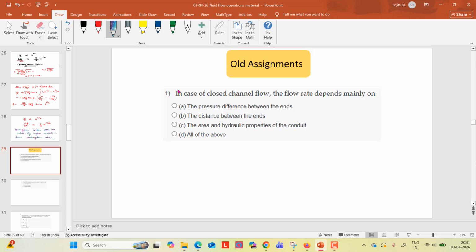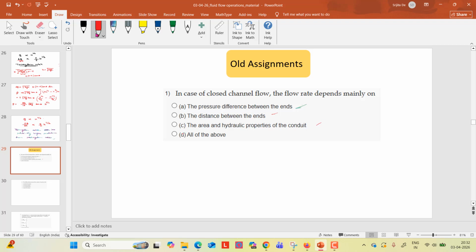So first question is, in case of closed channel flow, the flow rate depends mainly on what? In case of closed channel flow, the flow rate depends mainly on the pressure difference between the ends, right? The distance between the ends, the area and hydraulic properties of the conduit.